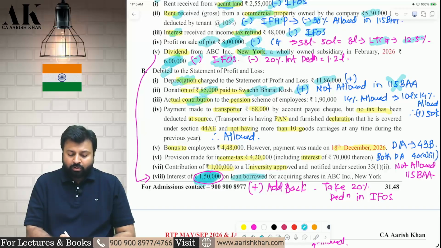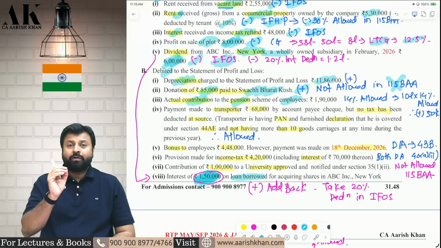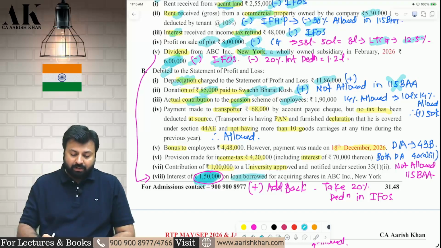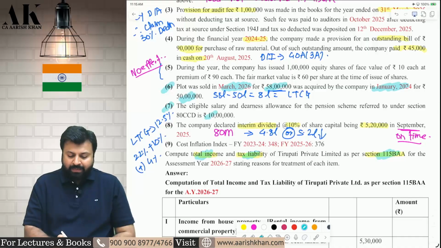Next is you are contributing some pension for your employees. Now, if an employer contributes pension for employees, is the employer eligible for deduction? The answer is yes. How much? 14% of basic salary plus DA in terms. Now, what is the basic salary and dearness allowance in terms? That is given in point number 7 below. It is 10 lakh rupees.